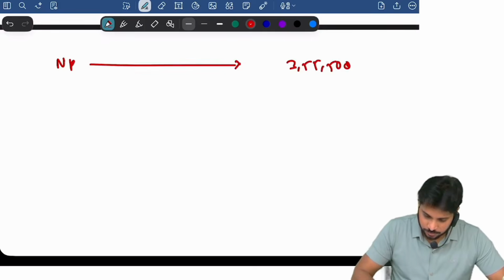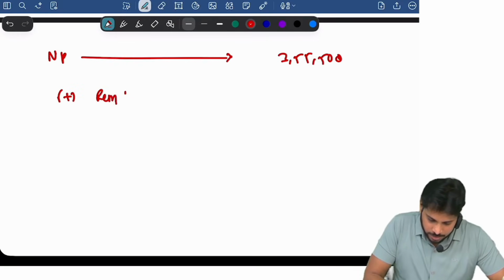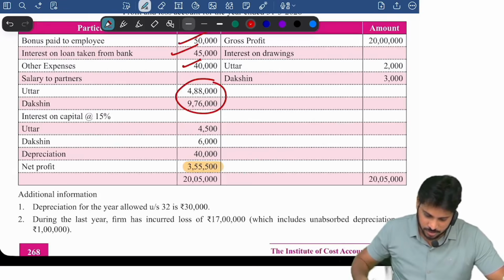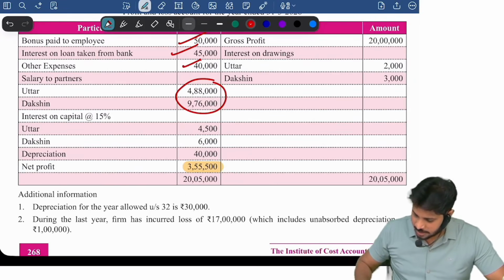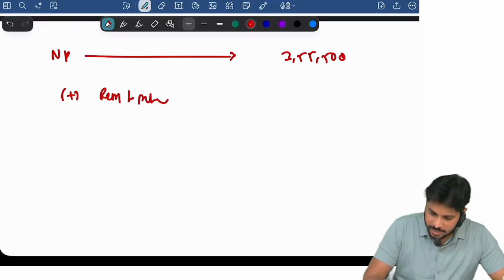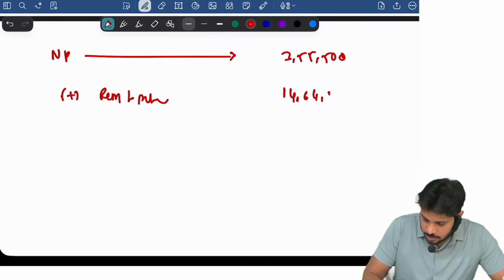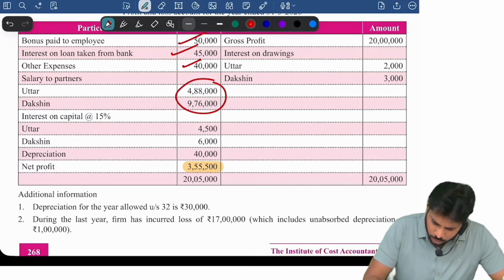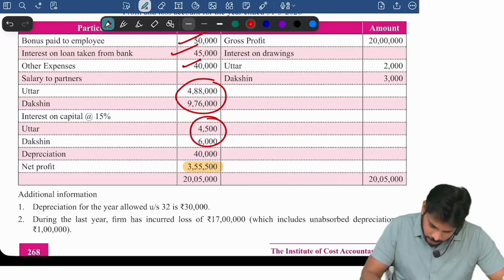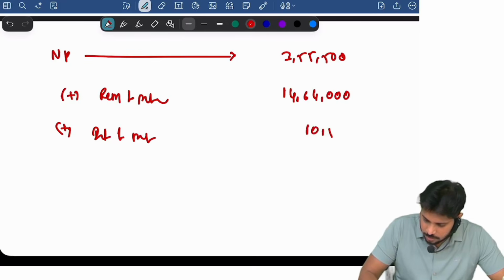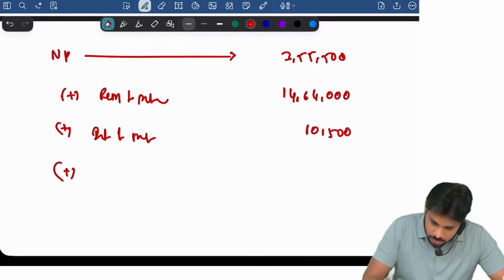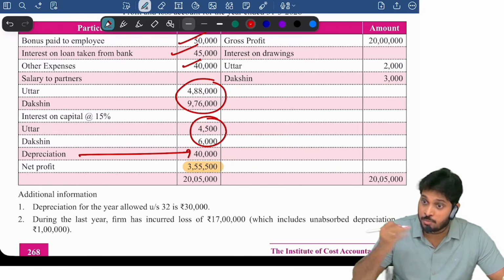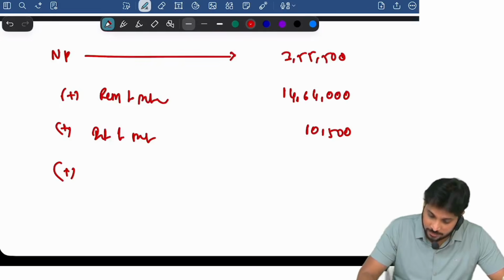Next, look at add remuneration to partners. Tell me what is the total remuneration paid to partners? 4,88,000 plus 9,76,000. How much? 4,88,000 plus 9,76,000 is equal to 14,64,000. Am I right? Plus interest to partner. Full amount I will disallow. Later I will claim again freshly. 10,500. Am I right? Plus depreciation, this is as per books of accounts or not, I don't know. I will allow it as books of accounts, not as per 32. Therefore, entire 40 I will add back.